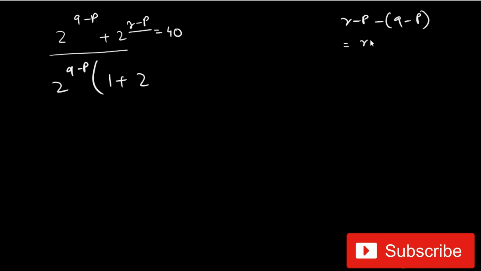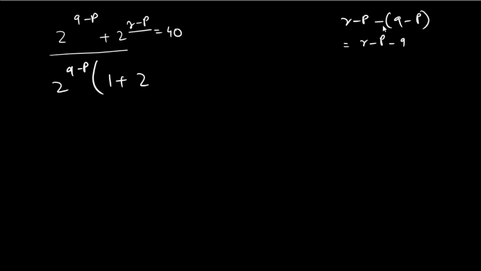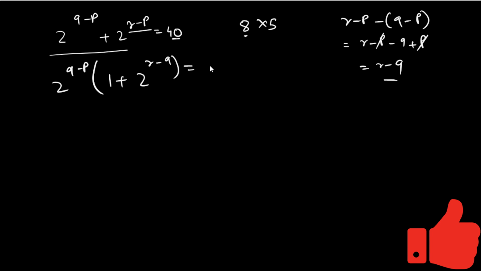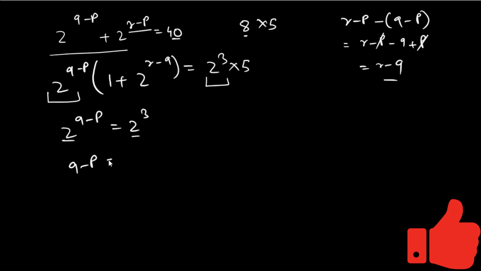So the value will be r minus p minus q minus minus plus p, and p gets cancelled, so it is r minus q. So it will be 2 powered by r minus q equal to 40, and 40 we can write 8 times 5, and 8 is 2 powered by 3, so 2 powered by 3 times 5. Now we'll compare these equations: here 2 powered by q minus p, and here it is 2 powered by 3. So we'll write 2 powered by q minus p is equal to 2 powered by 3. Here the base value is the same, so we'll write q minus p is equal to 3.